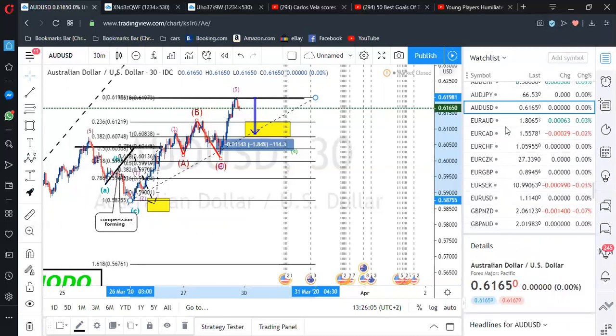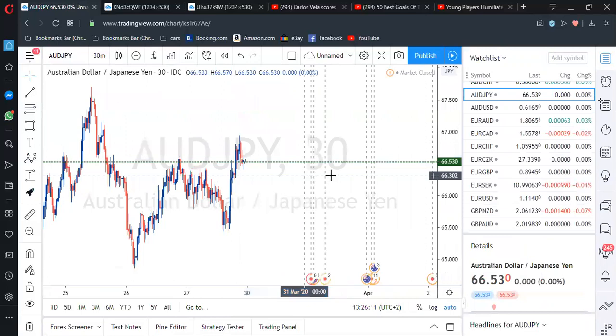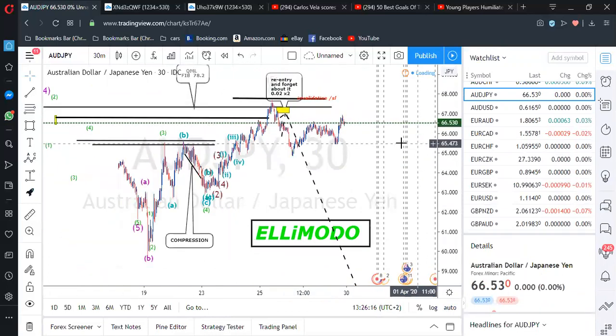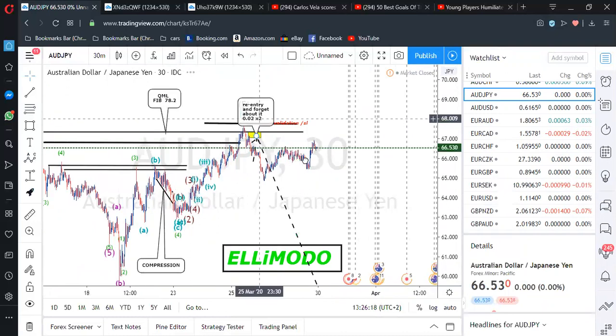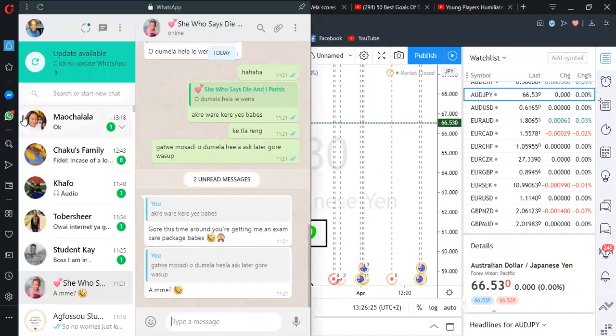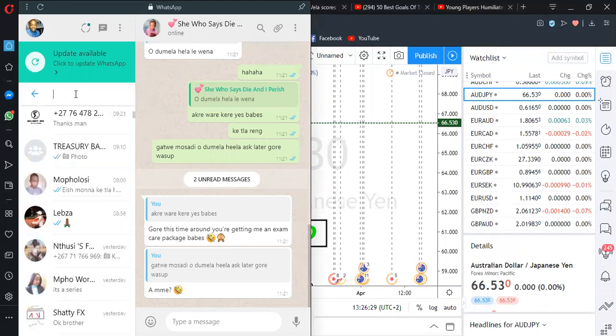Let's look for other ones. AUD/JPY. I think AUD/JPY also did the same thing. I told people that it went long. I'll show you even the history. Can you see my WhatsApp? Okay, if you can see my WhatsApp, let's just do this.